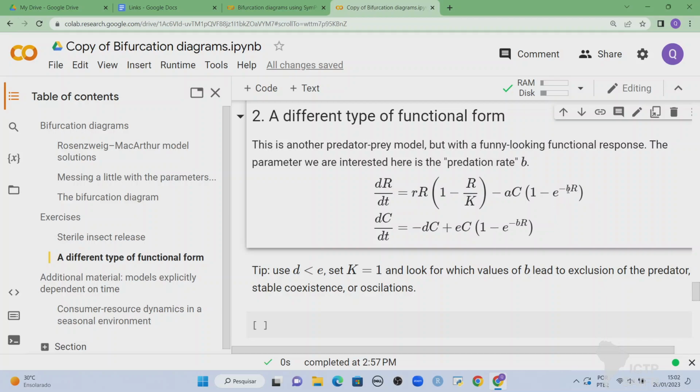As b increases, this exponential is a negative exponential, so it decreases, and then you have 1 minus something that is less than 1. So I have a positive number inside the parentheses, which means that the consumption rate is increasing. That's why b can be seen as a kind of attack rate or a predation rate, okay?